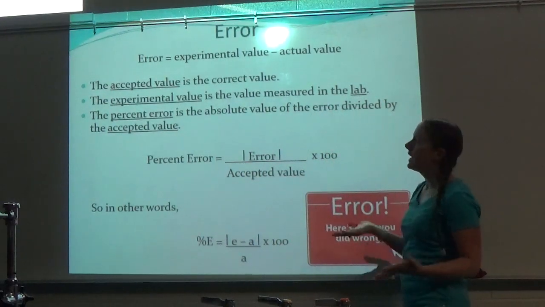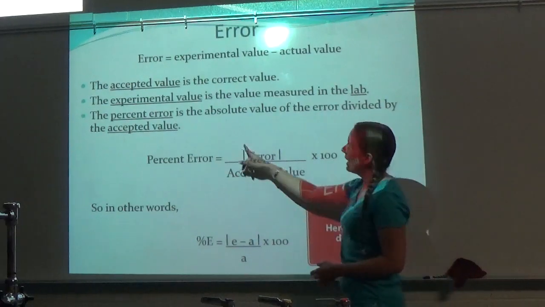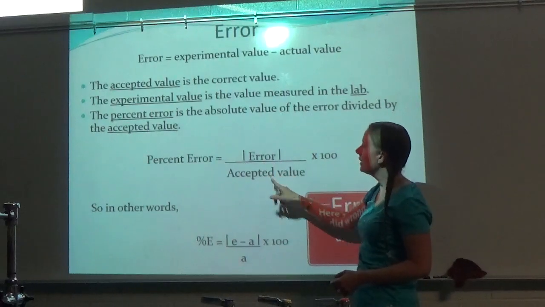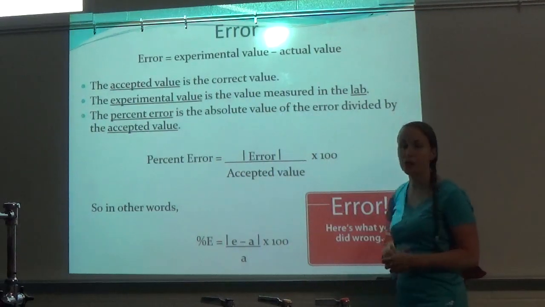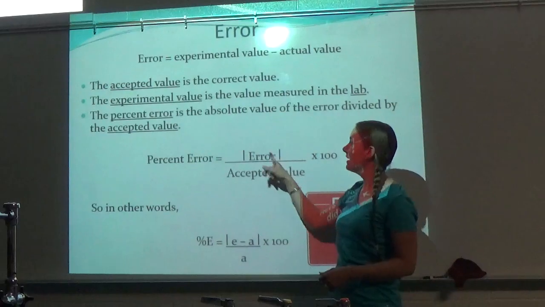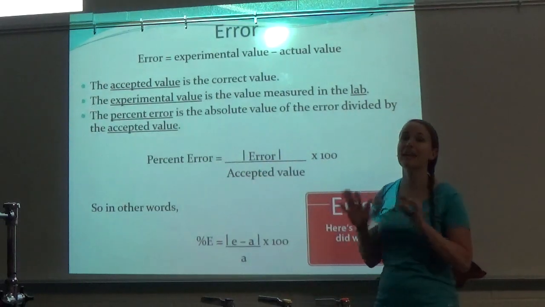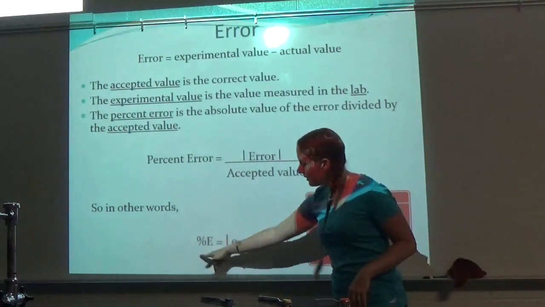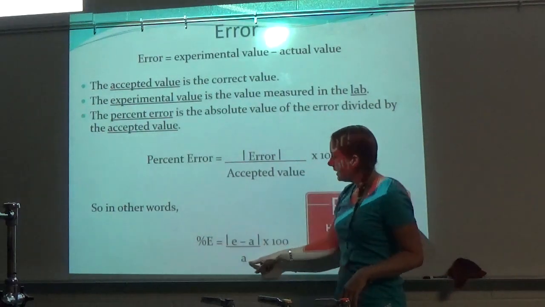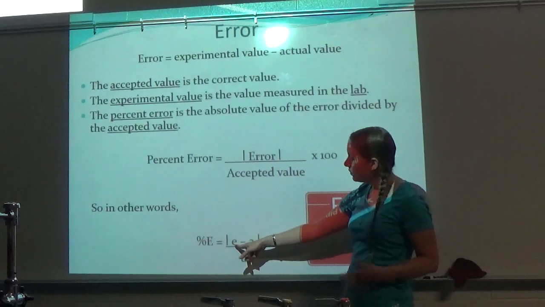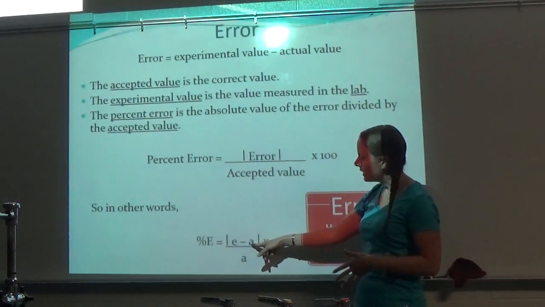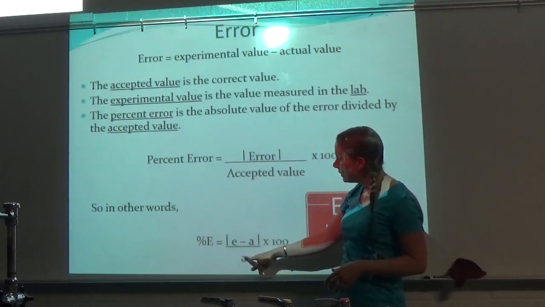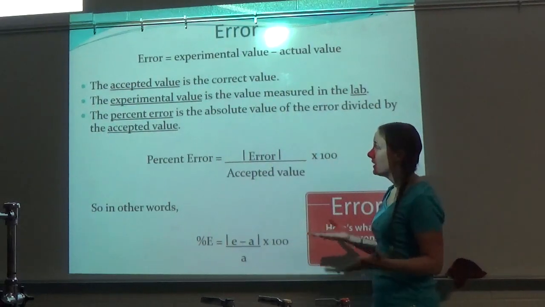Of the error divided by the accepted value. So it's the absolute value of your error, which is experimental minus actual, over your actual or accepted value times 100. Because we have the absolute value, percent error cannot be negative. It has to be positive. You'll see me write it like this a lot of times in class. It's the experimental minus your actual or accepted, the absolute value of those, because that's of course your error, over your accepted times 100. And that's all you have to do.